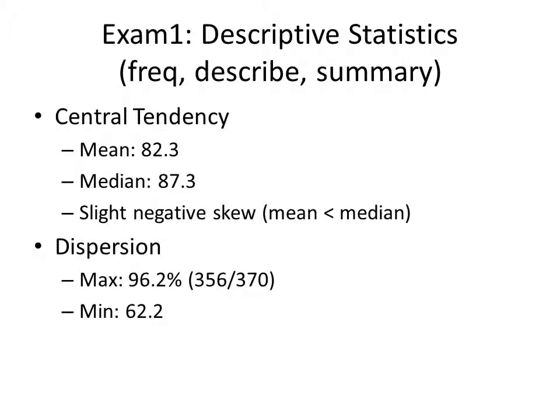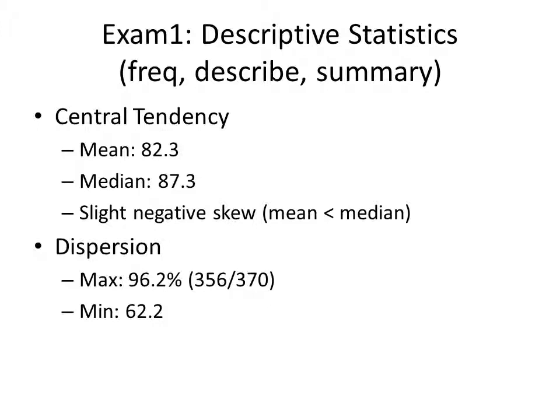We can also generate a median. 87.3 is the score that splits the distribution of exam scores exactly in half. So half the class did better than 87.3 and half the class did worse than 87.3.